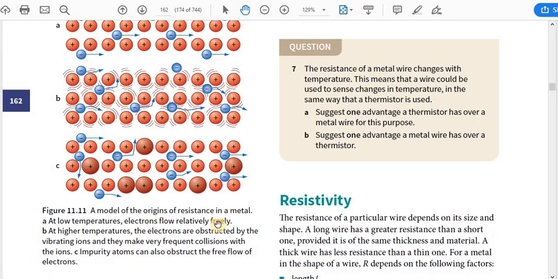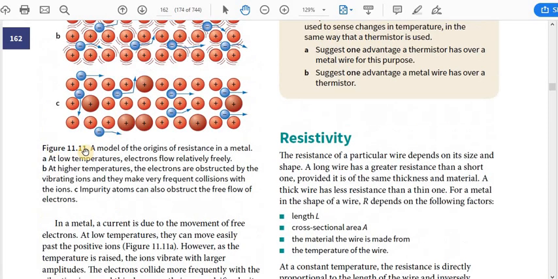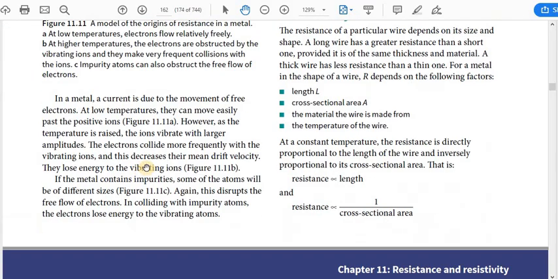At low temperatures, electrons flow relatively freely. At higher temperatures, the electrons are obstructed by the vibrating ions and make very frequent collisions with the ions. So it collides with this, it has difficulty passing through. Impurity atoms can also obstruct the free flow of electrons. Okay, in a metal, a current is due to the movement of free electrons. At low temperatures, they can move easily past the positive ions. That is in figure 11.11a, the first one.